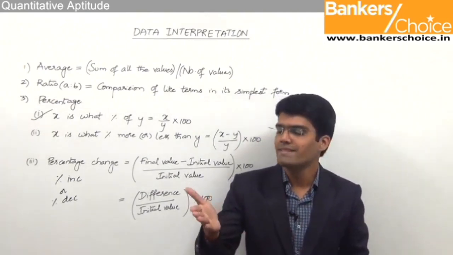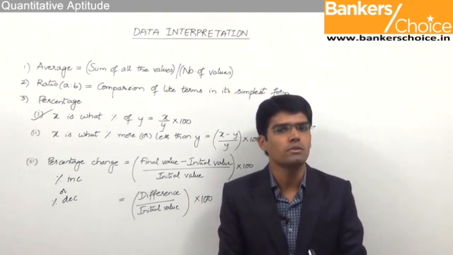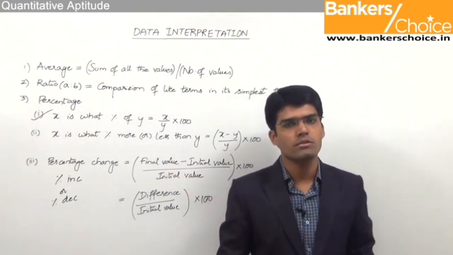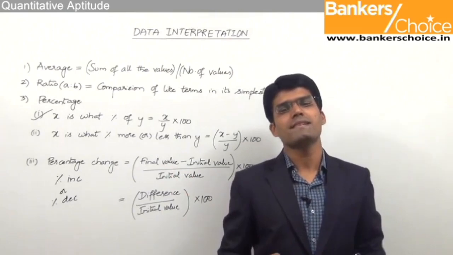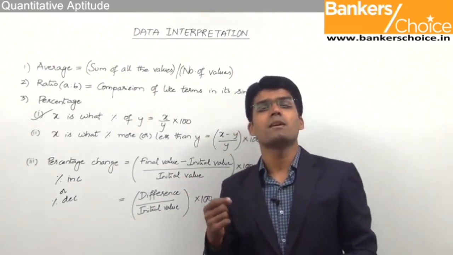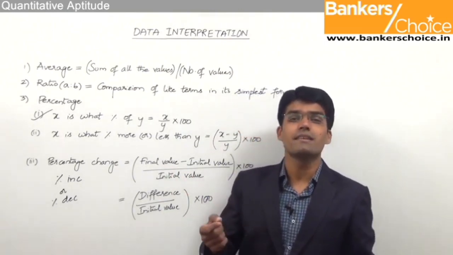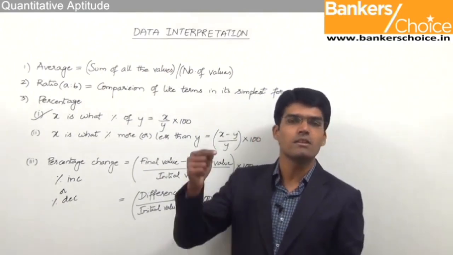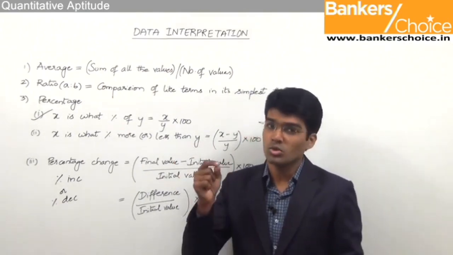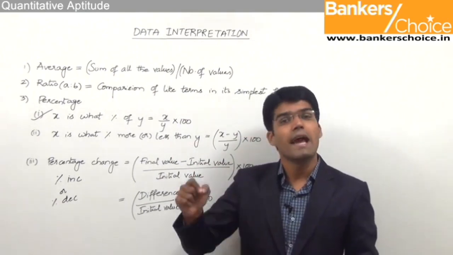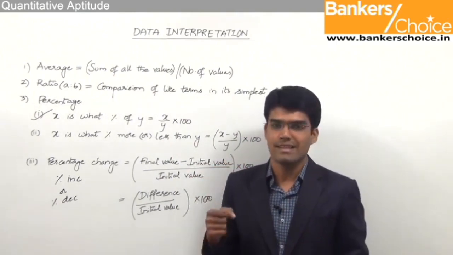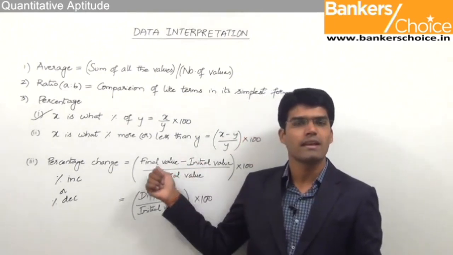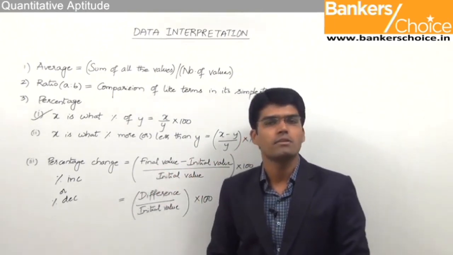For example, let's say the data is given from 2001 to 2010, profit of a company or population of a country from 2001 to 2010. And the question says what is the percentage increase in the profit or what is the percentage increase in the population over the years. So when it says over the years, the initial value should be the first year value, that is 2001 as in this case, and the final value should be the value in the last year, that is 2010. So final value is the last year value, initial value is the first year value. By again substituting the values here, we can find out the required answer.